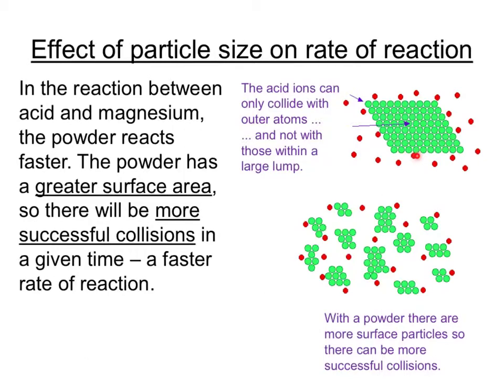However, if we break the same number of particles up into a powder, then there are very many more particles of solid on the surface. The acid can therefore collide with more of those, and the frequency of successful collisions is much increased. And that means that there will be a faster rate of reaction.